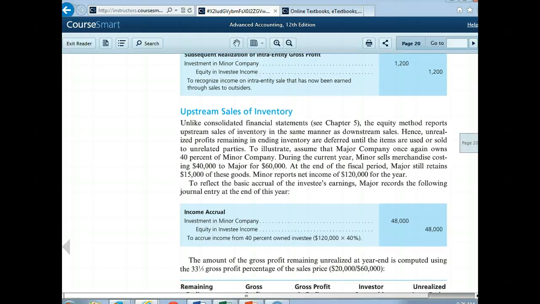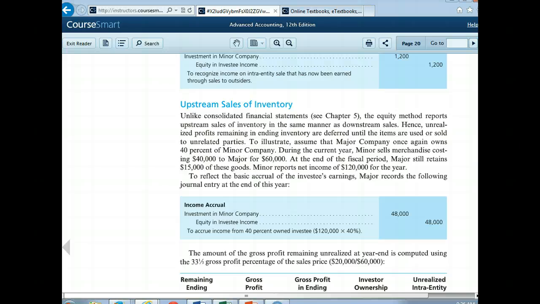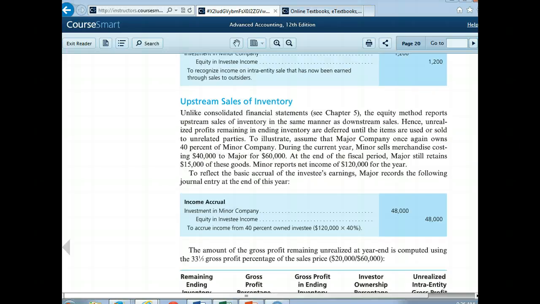For upstream, unrealized profits remaining in ending inventories are deferred until the items are sold or used. So in this example, an upstream sale means the investee sold to the investor. Okay? In this case, major company once again owns 40% of minor. Minor sells merchandise costing $40,000 to major for $60,000. At the end of the fiscal period, major still retains $15,000 of these goods. Minor reports net income of $120,000.